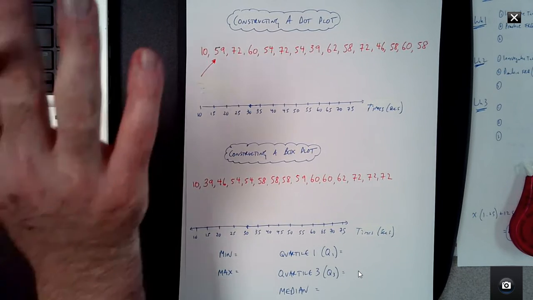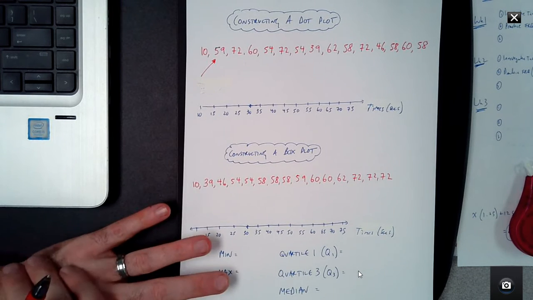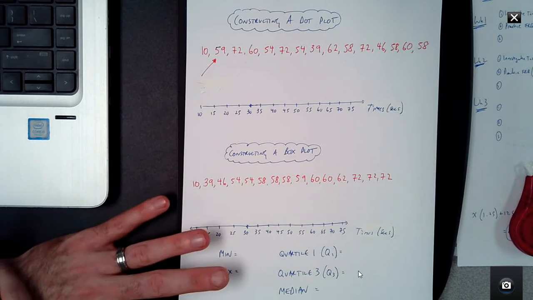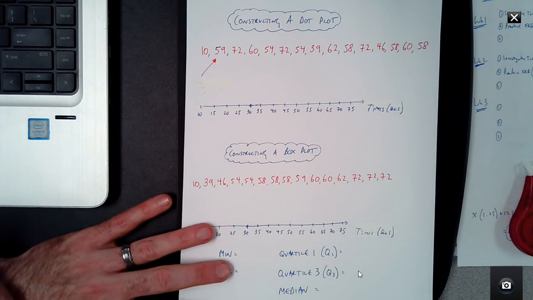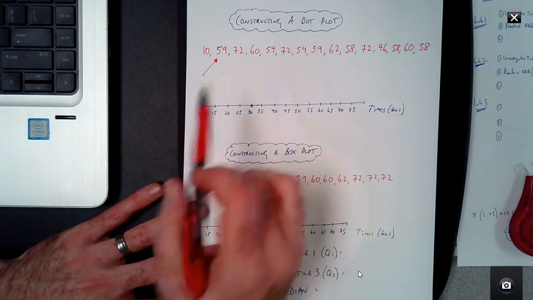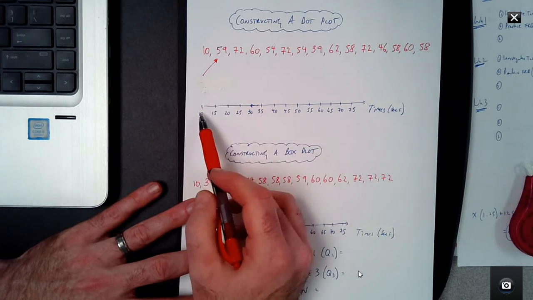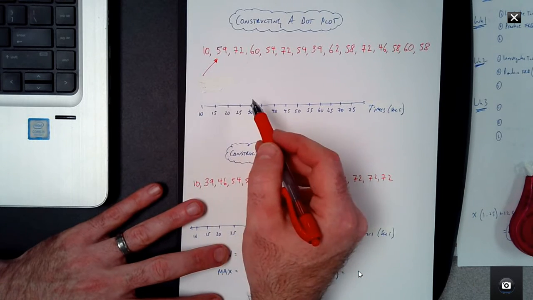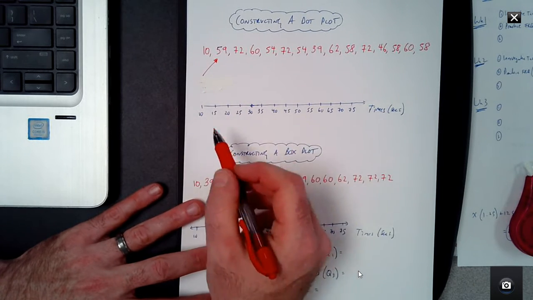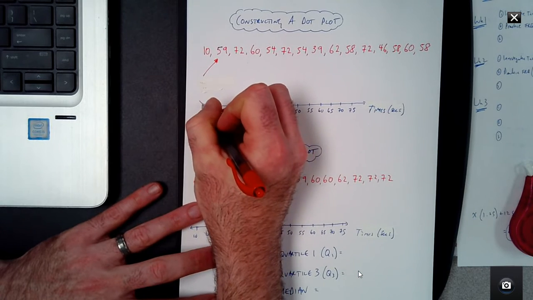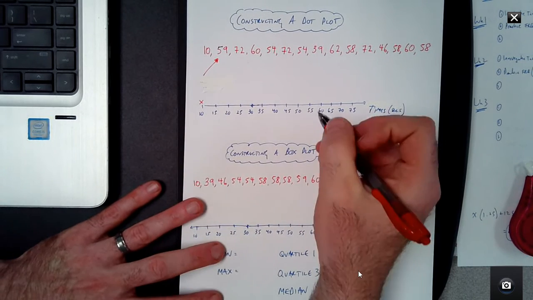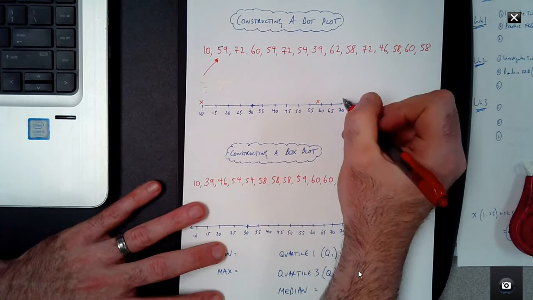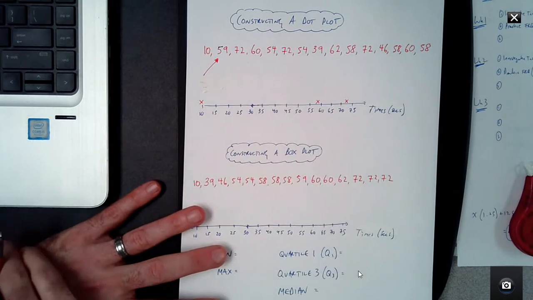So constructing a dot plot gives you a visual idea of what's really going on, because when all the data is scattered around like this, you can't really see any patterns that might be there. So to create a dot plot, all you do is you draw a number line with a consistent scale, and then you place little X's or dots above each value. So for example, 10 right there, I'll put an X above the 10. 59 will go roughly about there. 72 will go there, and then so on.